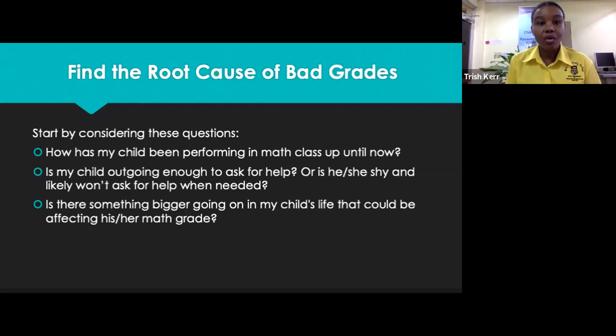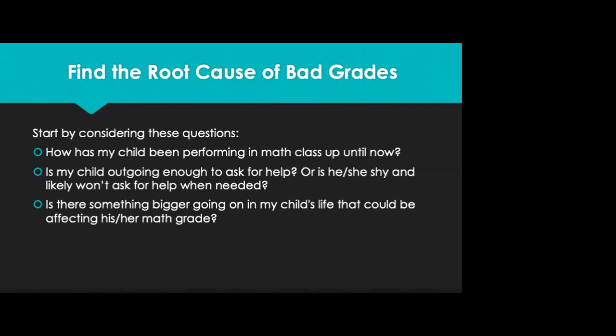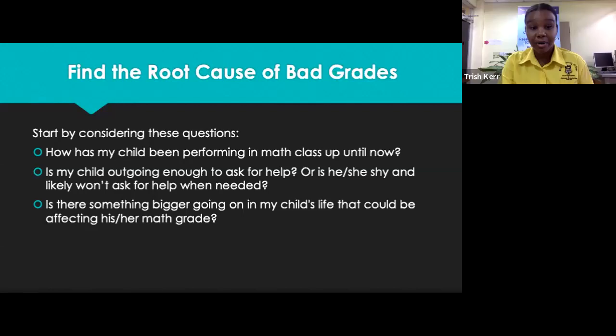Is my child outgoing enough to ask for help? You want to ask yourself that as well. Maybe the child is not asking when they misunderstand something or when they just need extra help. They don't know the skills to ask for help. You know, maybe they're shy. Or maybe they just feel like asking for help is a sign of weakness. You need to address that. That is an opportunity for you to teach your child that everybody has problems and they need to seek help.